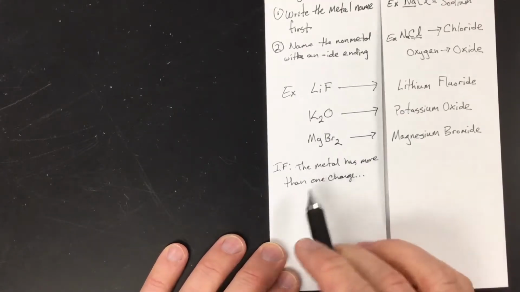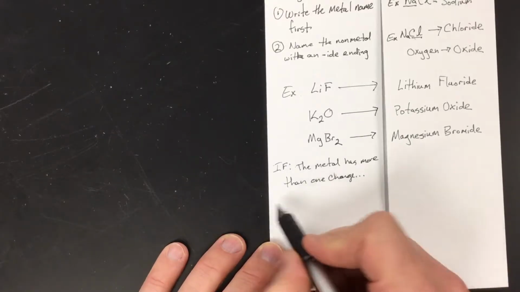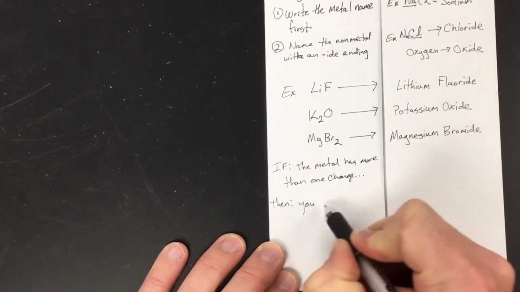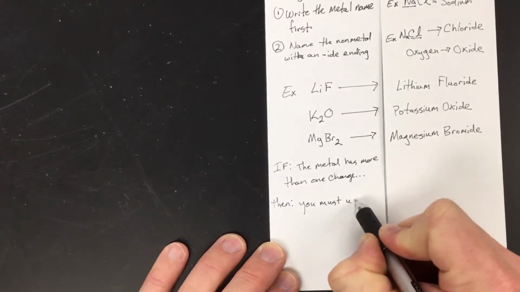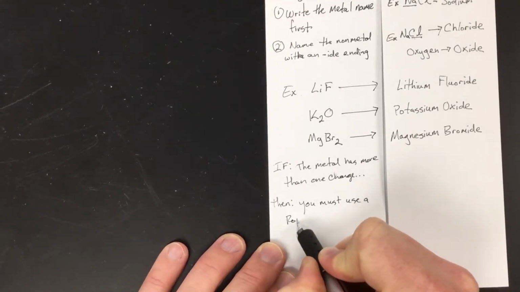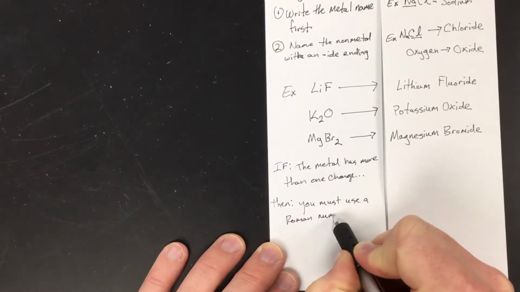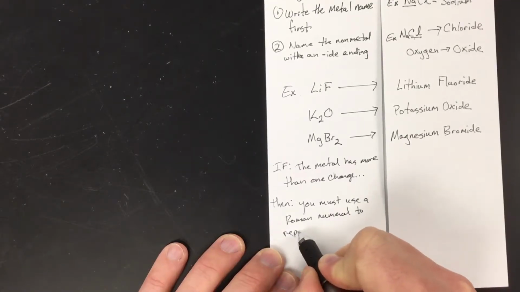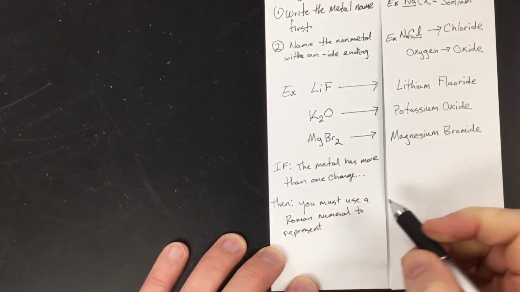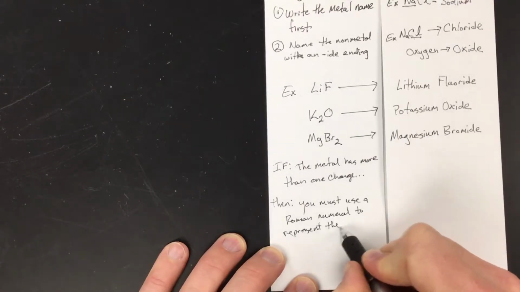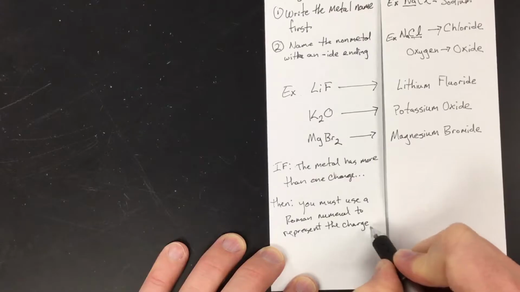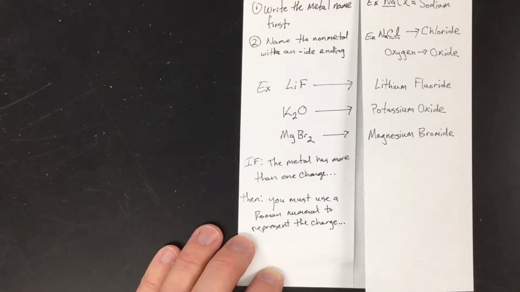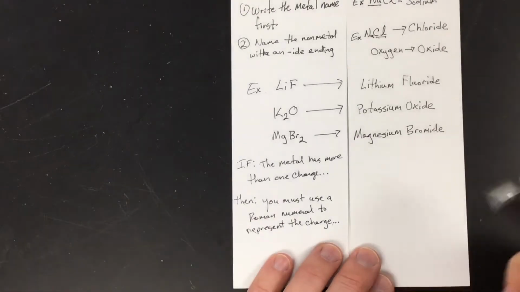So when you come across one of those, if that metal has more than one possible charge, then what are we going to do? In that case, you must use a Roman numeral. And that Roman numeral is going to be used to represent the charge. All right? Now, if this right now sounds very strange, then you are probably a very normal person. This is a little strange. Let me give you some examples. We'll put our examples over here, all right?